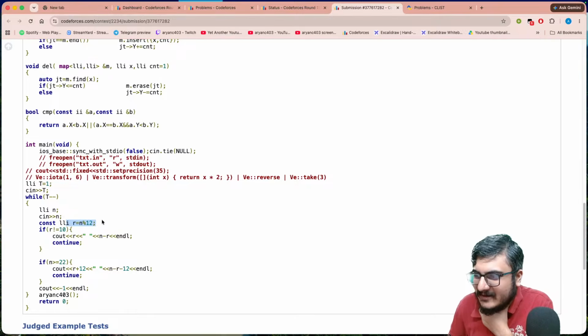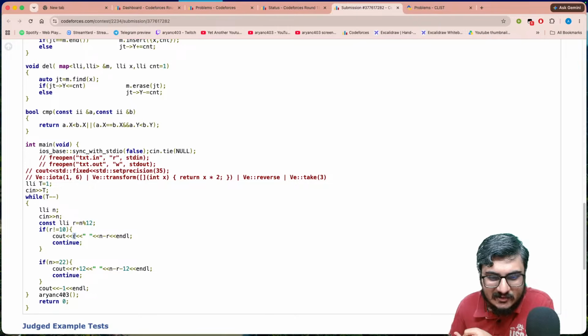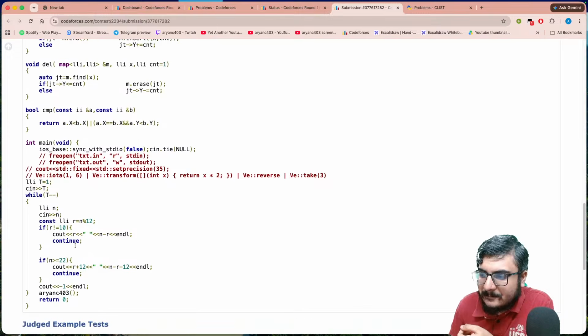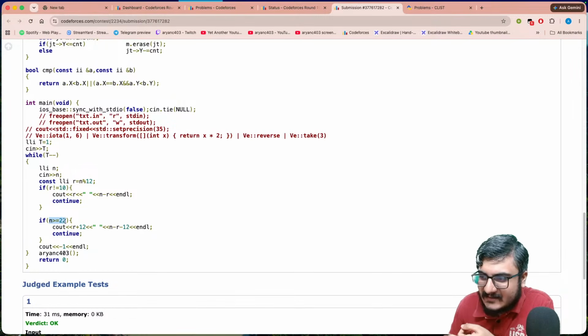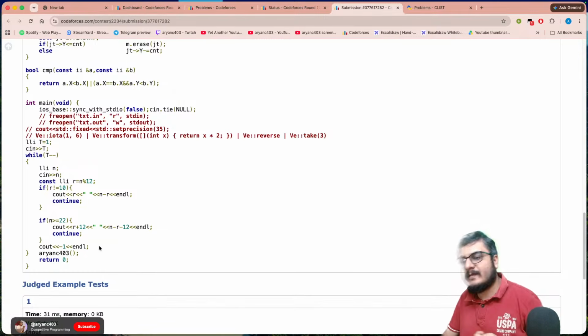Let's first find the remainder mod 12. If the remainder is not 10, then we can directly print r and n minus r. This remainder would either be between 0 to 9, all of them are palindromes, or 11, and 11 is also a palindrome. And if the number is greater than or equal to 22, then we can print r plus 12 and n minus r minus 12. In this case, r is 10 only. So this number would be 22 and this number would be n minus 22. And otherwise, we print minus 1.